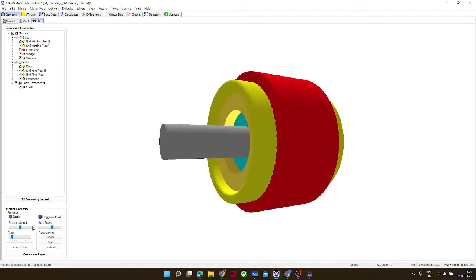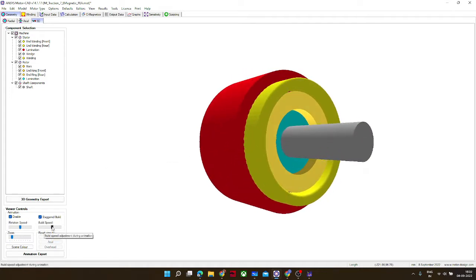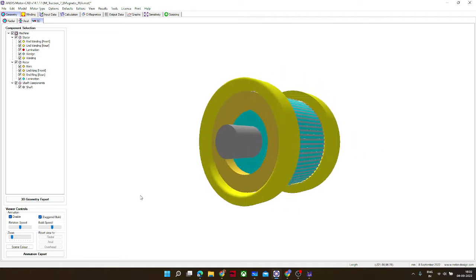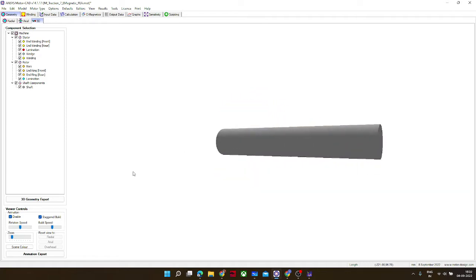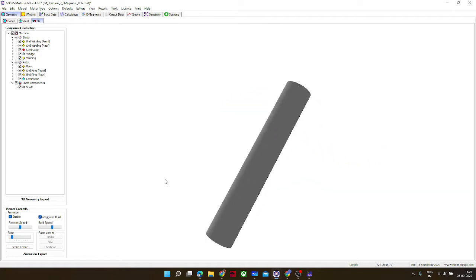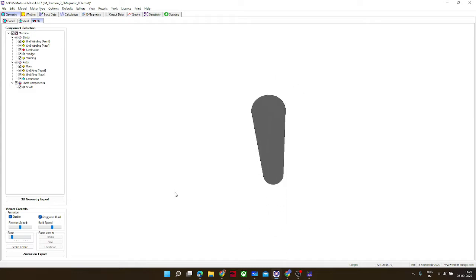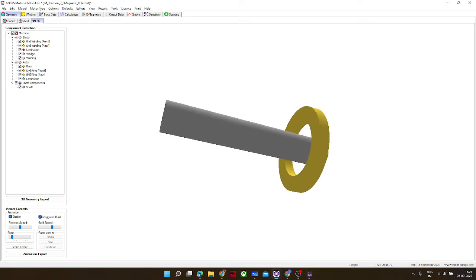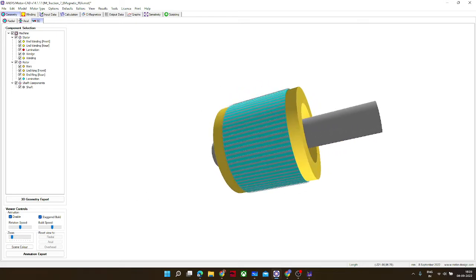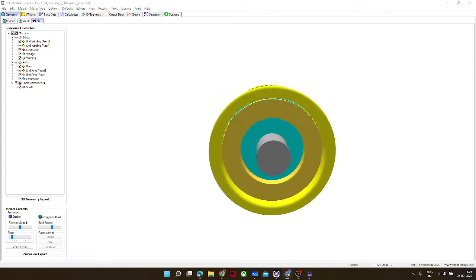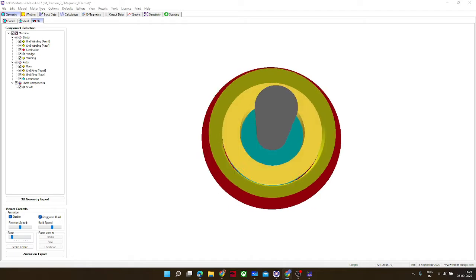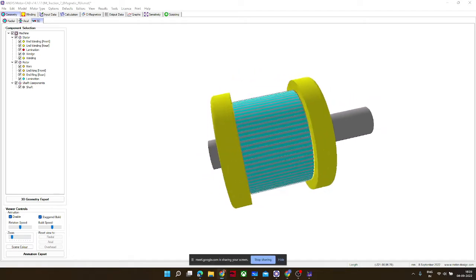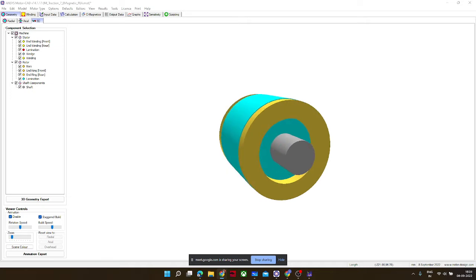If you see, this is the shaft. This was visible earlier, but not now. Not visible? Okay, fine. Let me see what is happening. I hope it would be visible now.